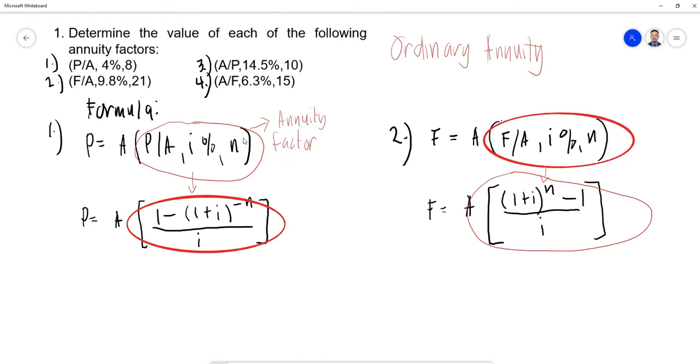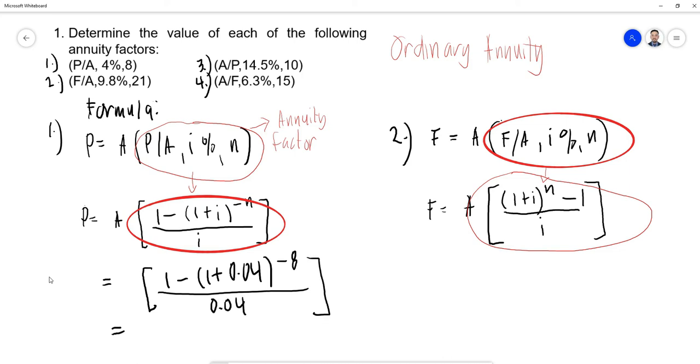The annuity factor is the one encircled in red. So for letter A, we will just substitute the values. I is 0.04 in decimal numbers, raised to negative n, which is negative 8, over I, which is 0.04. Therefore, the annuity factor is 6.733 at 3 decimal places.